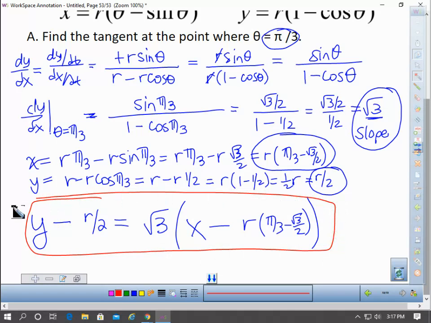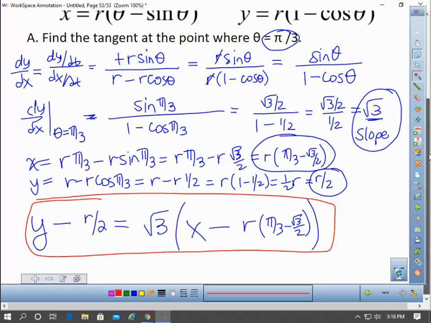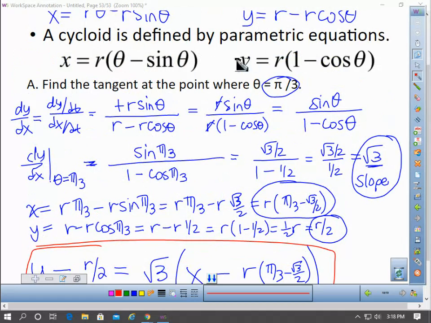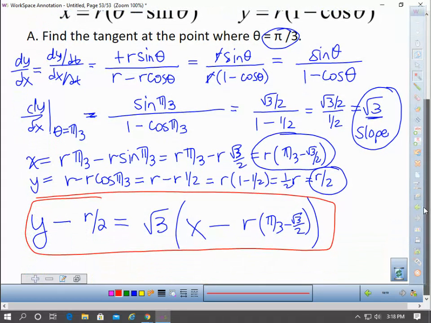Now, this is not hard. It's just multi-stepped. So you had to find your derivative. You had to find what the derivative equaled at pi over 3, which gives you your slope. Then you had to also go and get your parametric equations and put in pi over 3 to figure out your x and y coordinate of the point on the curve that you're looking at. Then you can write the equation of your tangent line by using the point and the slope.